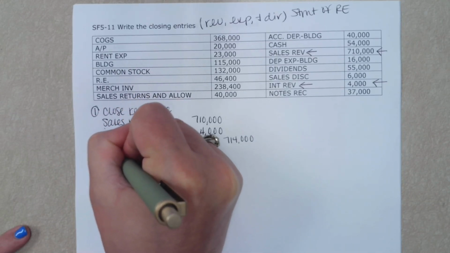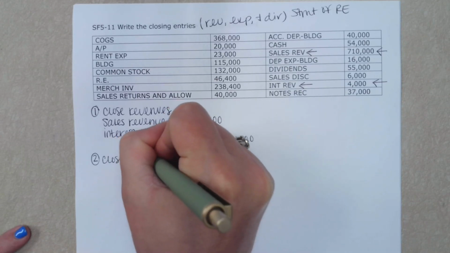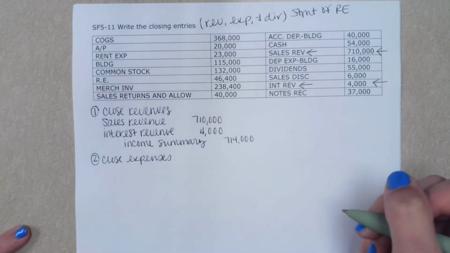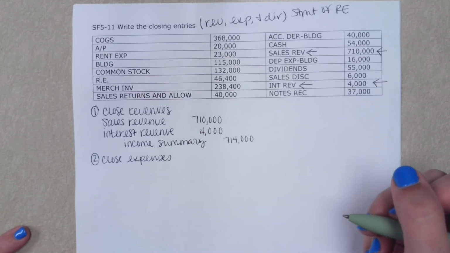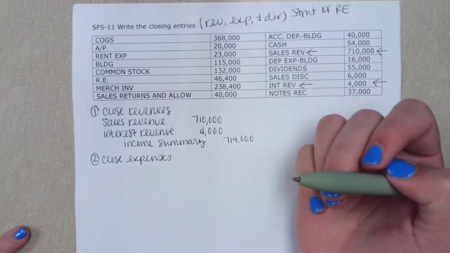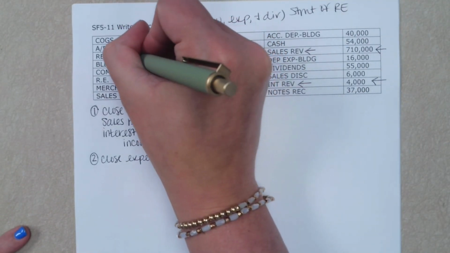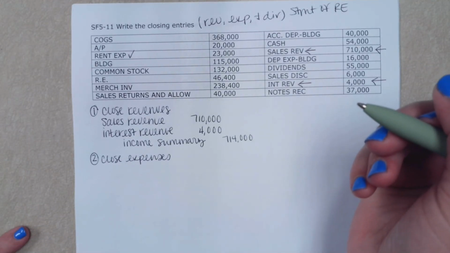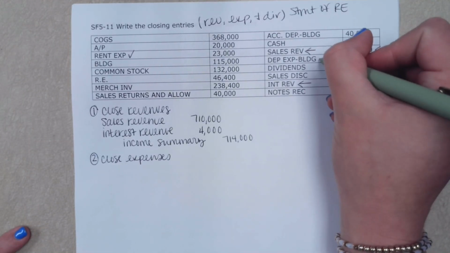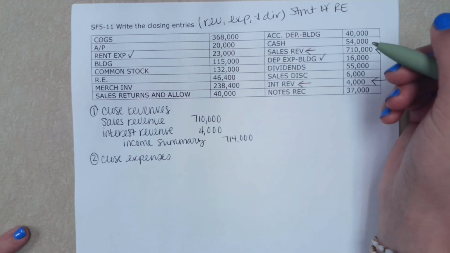Second is to close expenses. So we're looking for anything that is an expense. So this one with the merchandise company is not just things that end in the word expense, but are also treated as expense. So I'm going to pick out the obvious ones first. So we have rent expense, and we also have depreciation expense. Those are the two that end in the word expense.